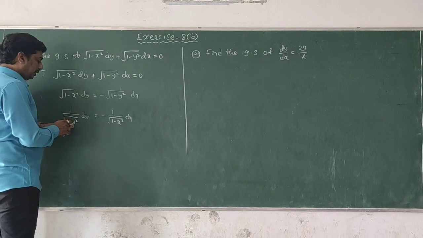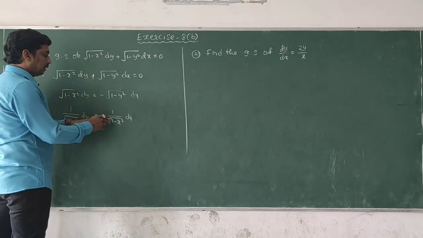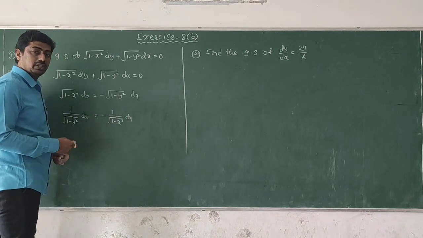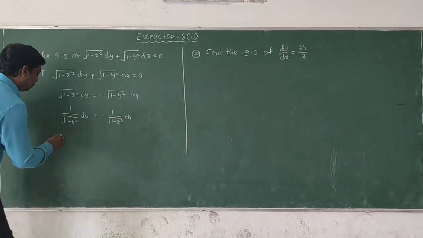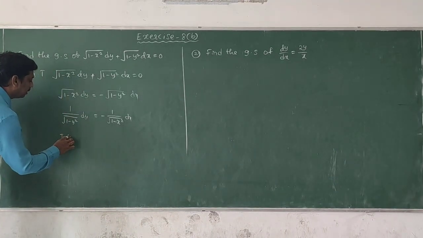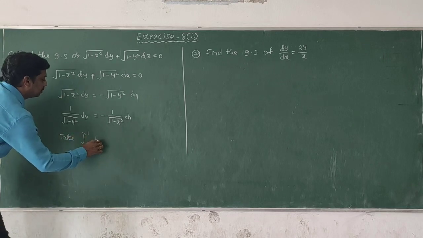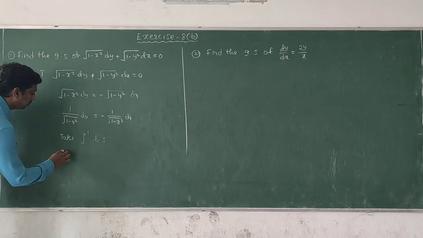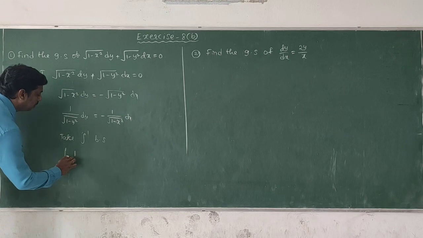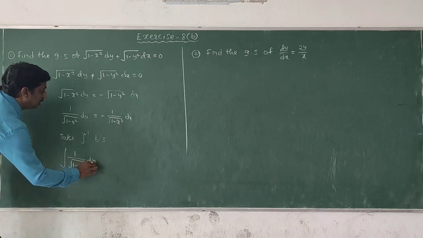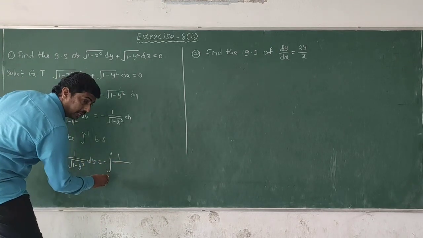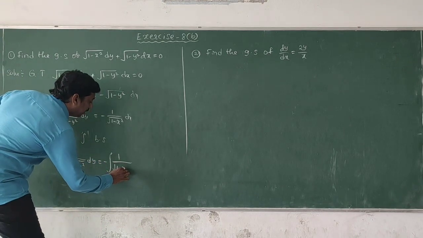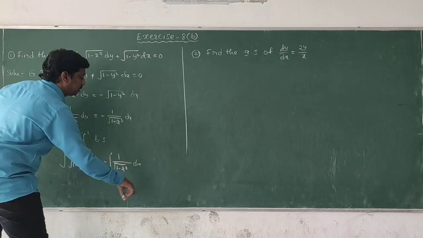Yes. Y term with respect to y, x term with respect to x. What is the next step? Yes, take the integration on both sides. Now the integration of 1 by square root of 1 minus y square dy equals minus the integration of 1 by square root of 1 minus x square dx.